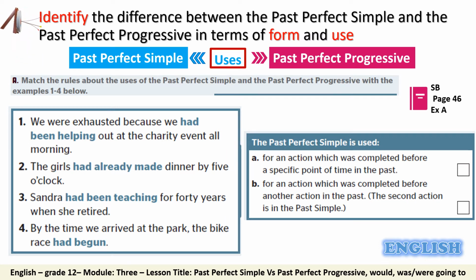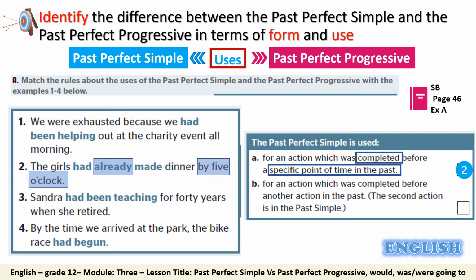Well done. Let's see the answers together. In which sentence is the past perfect simple used to show that an action was completed before a specific point of time in the past? Excellent. It's sentence number 2. The action completion is marked by the use of already, and the expression by 5 o'clock indicates the specific point of time.